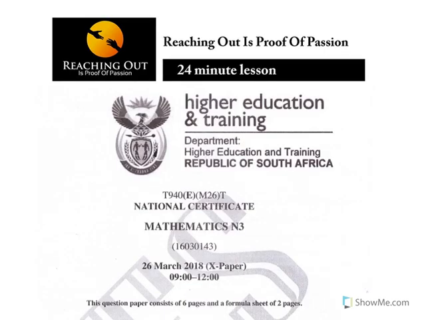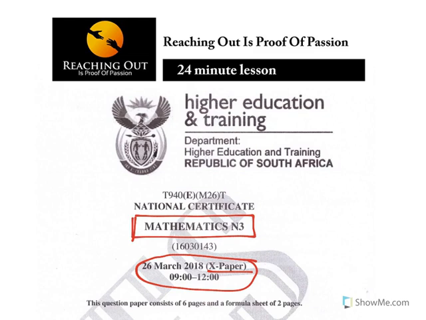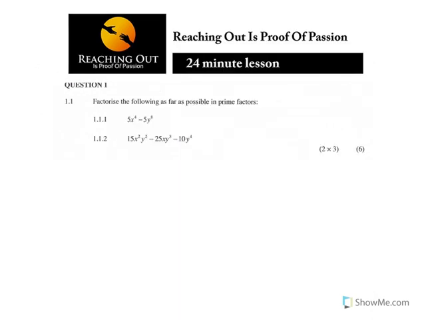Now let us look at this particular question paper, which was written on the 26th of March in 2018, and by X they mean it was written in the morning, and Mathematics N3 is a 3-hour paper. As I said again, this is an exam from the Department of Higher Education and Training, so let us start with the first question that was asked in this particular question.